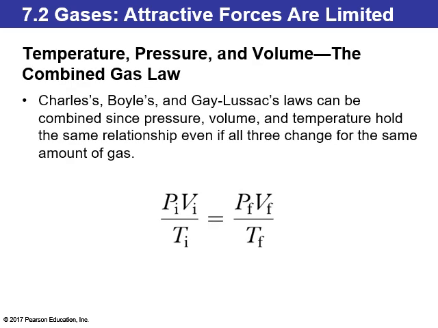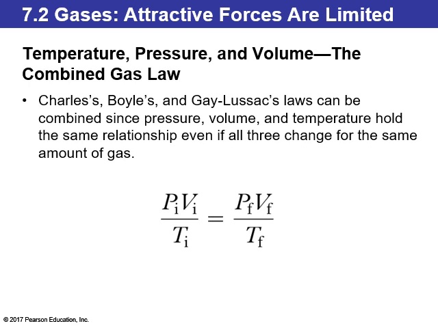So the final gas law is the combined gas law, and it just combines all of these gas laws together. That's all it is. We've combined Charles' law, Boyle's law, and the Gay-Lussac law. So you've got PI VI over TI equals PF VF over TF. And if I gave you a problem to solve this, I would give you 5 of the 6 of these, and you'd have to solve for the one that I didn't give you. So it's just a little bit of mathematical rearrangement.